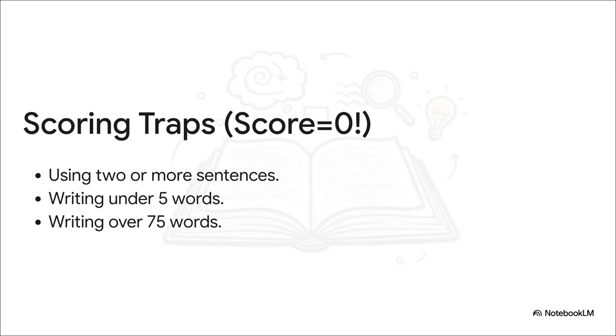All right, now for the warnings. These are the traps you absolutely have to avoid. If you make any of these mistakes, you'll automatically get a score of 0 for the whole question. So let's say it one more time. Only one sentence, don't write less than 5 words, and don't write more than 75 words. As long as you stay inside those lines, you're good to go.